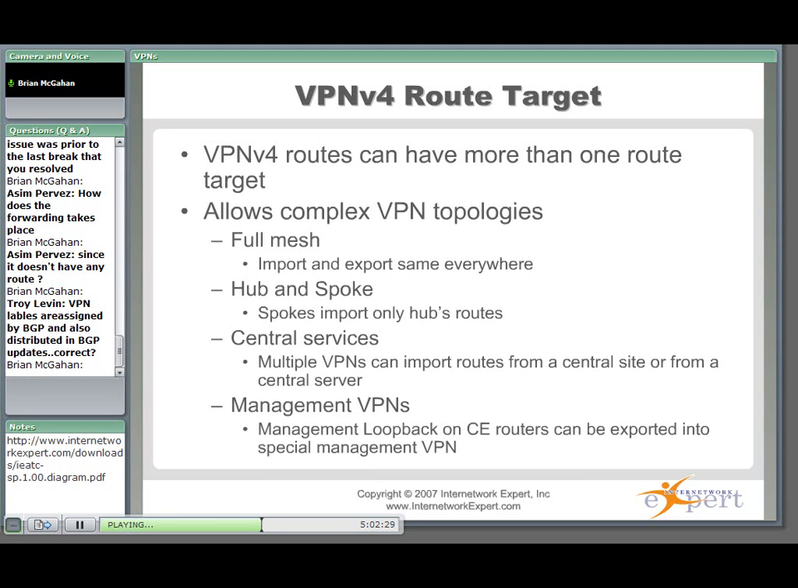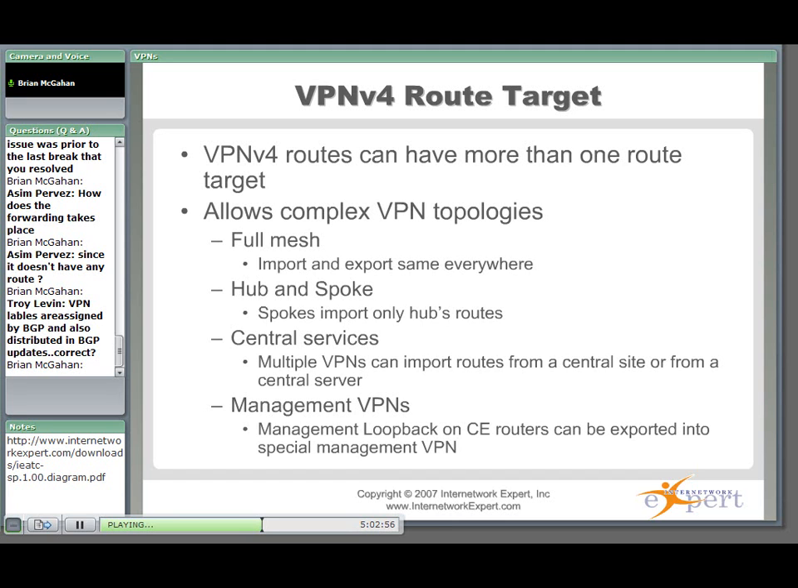Okay, that's where the import policy and the export policy is going to be the same everywhere. Okay, we can also have a hub and spoke design where the spokes are only importing the routes from the hub. So at the spoke 1, we could export routes with route target 1. At spoke 2, we could export routes with route target 2. Okay, the hub would be importing both of those and exporting a different value, for example, route target 3, that both of the spokes would be importing.